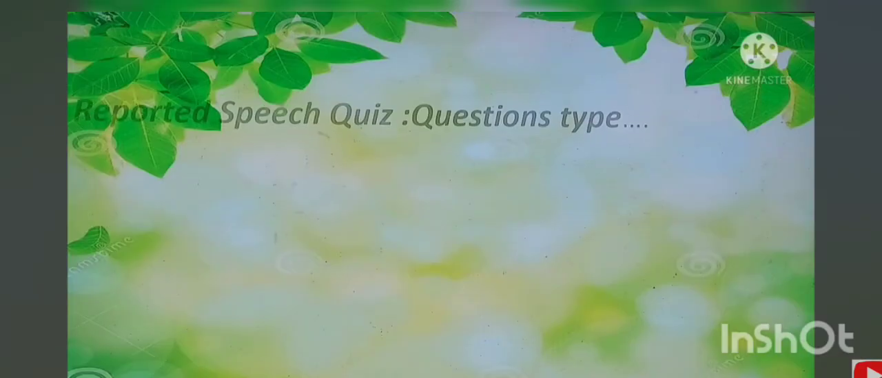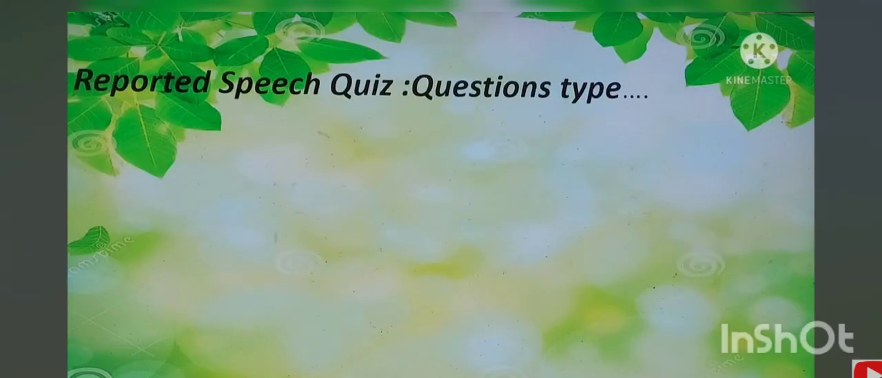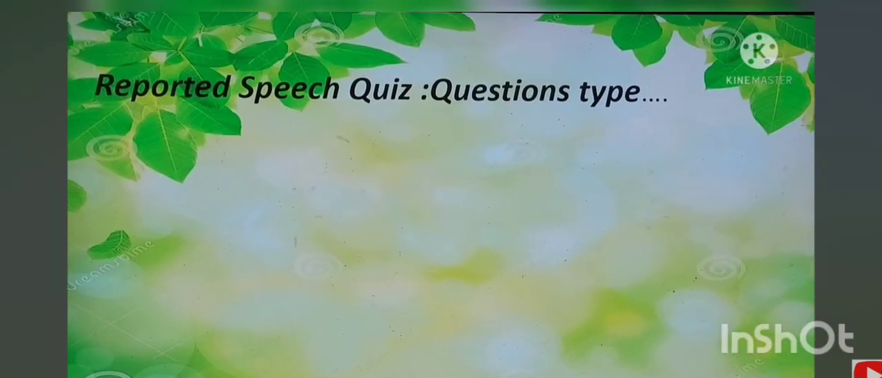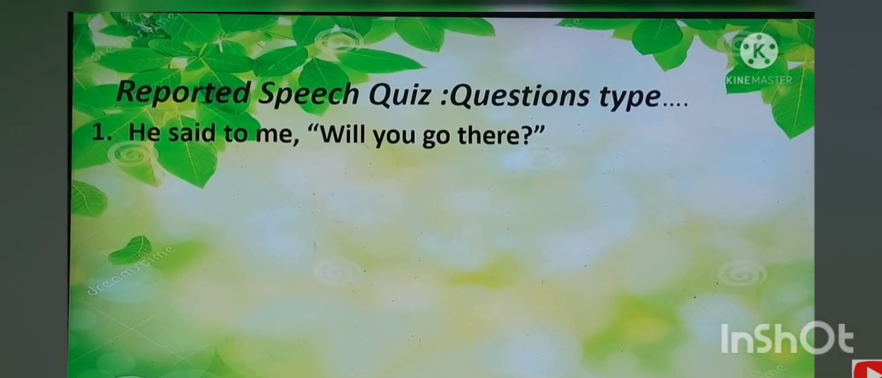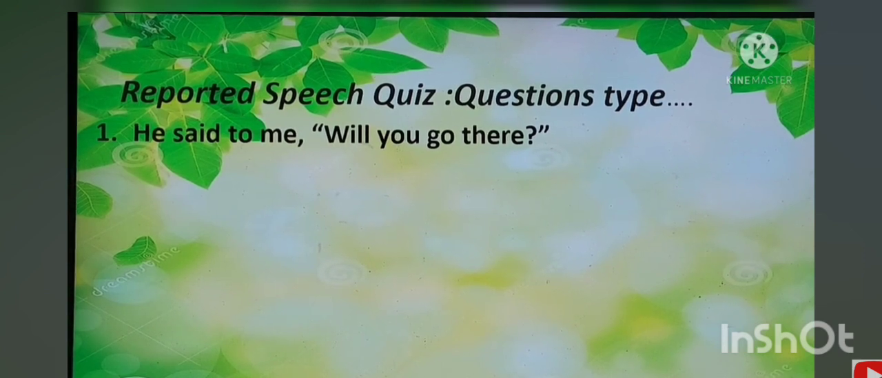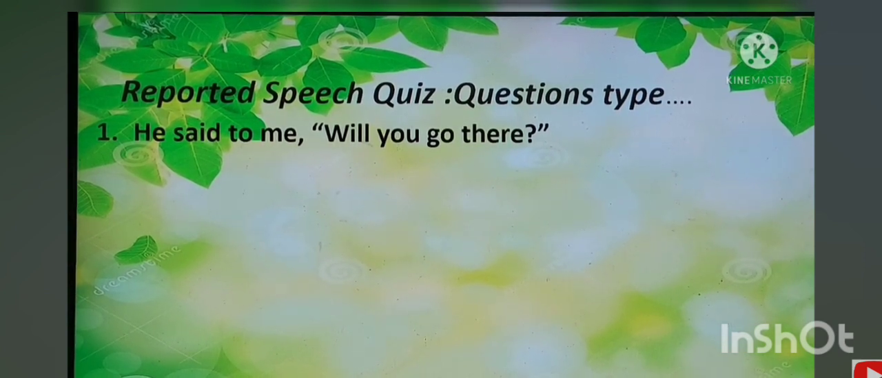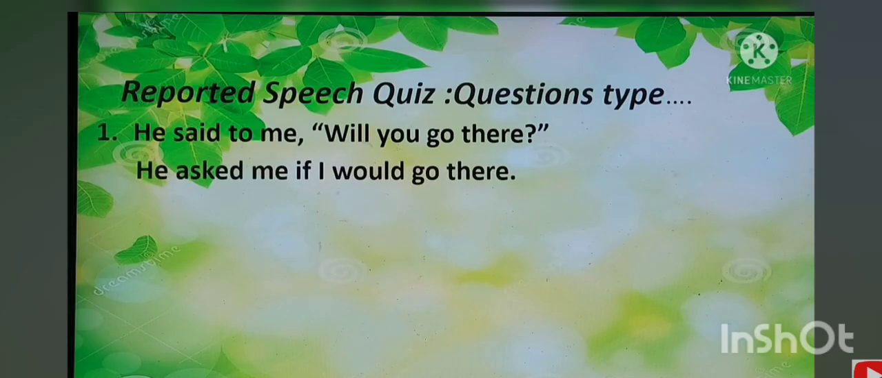This commands and requests quiz flies away, and the reported speech quiz on question type comes up now with the very first question. He said to me, will you go there? Write the answer. Okay, and your answer should have been, he asked me if I would go there. Remember, I told you, if you can answer the question with yes or no, will you go there? Yes, no. Then you should use if or whether.